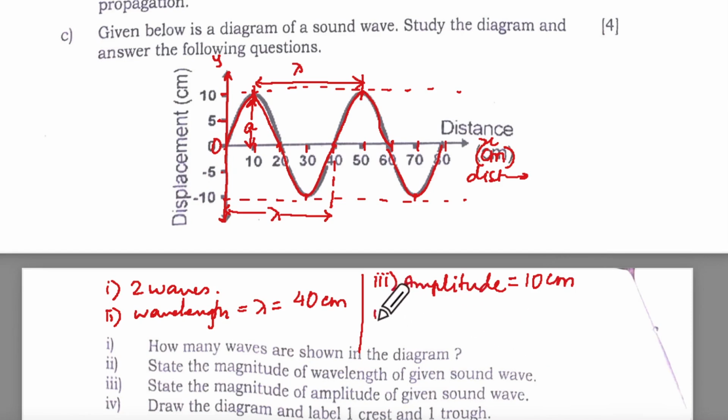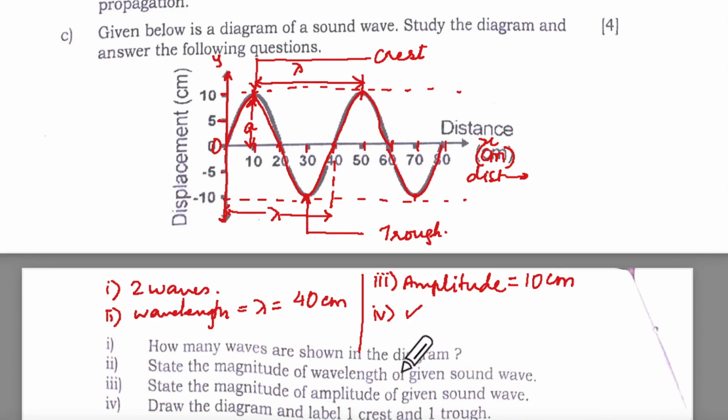Now in the fourth part they are saying draw the diagram and label one crest and one trough. So in this I will show this as crest and this as trough. They are saying just one of them you mark. Are you with me? Yes. Okay. Now, so you mark this. This is the labeled one.